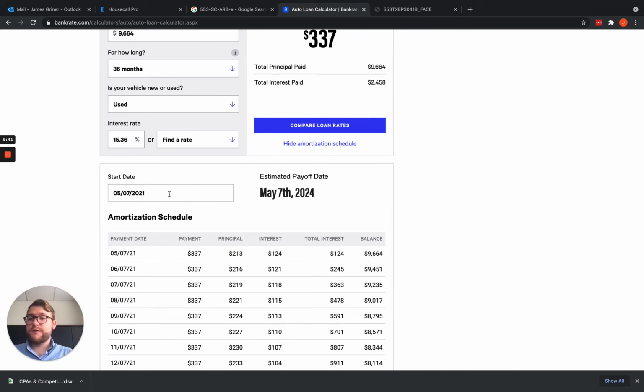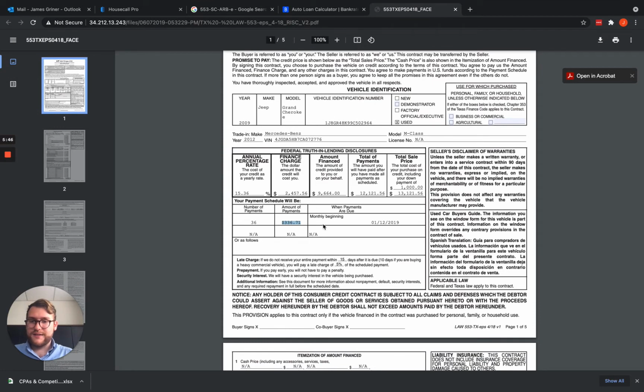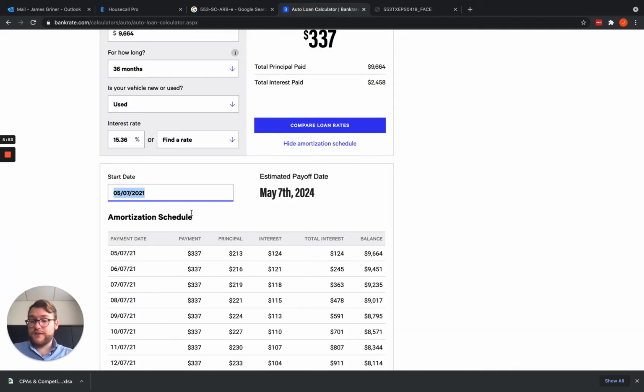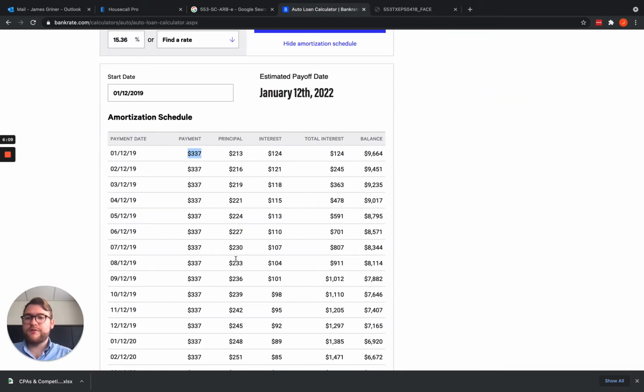Now, the first thing we want to do is change this start date to whatever the date is listed here, monthly beginning on January 12th of 2019. The reason we want to do that is that's going to make sure that our rates, payments, principal, everything like that, the payment date matches up to when it should have been paid. So you're going to notice here a payment of $337 every single time, and then you're going to have in this principal column how much of your payment is paying principal and how much is paying interest.